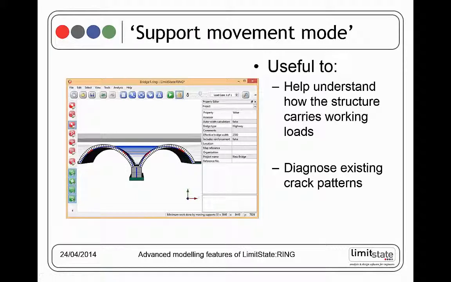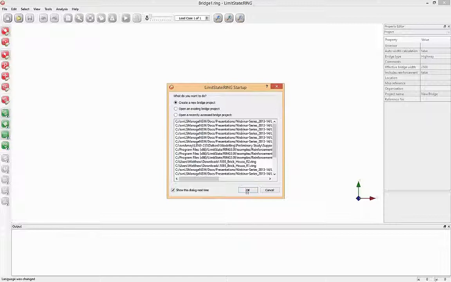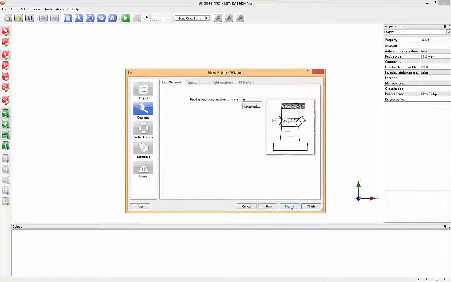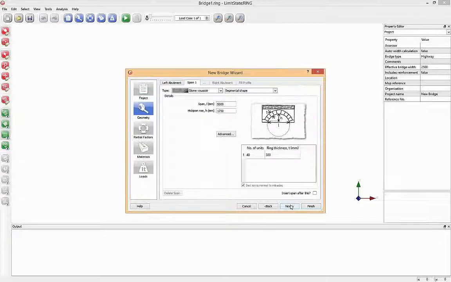So just to show you how easy it is to set up a model, I'll create a new bridge. Let's suppose we've got a highway bridge. I use the defaults, but I'll make it a 2-span bridge. I've checked the box saying insert span after this.